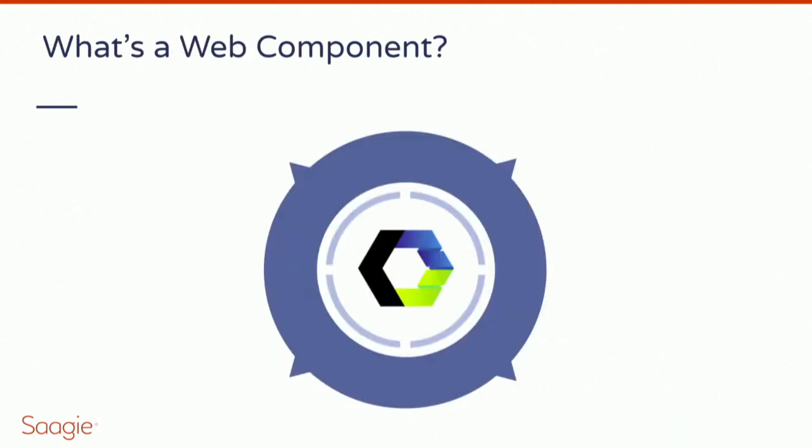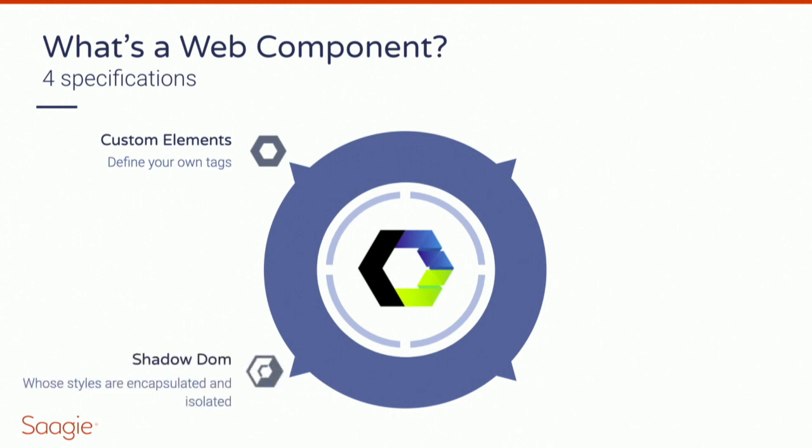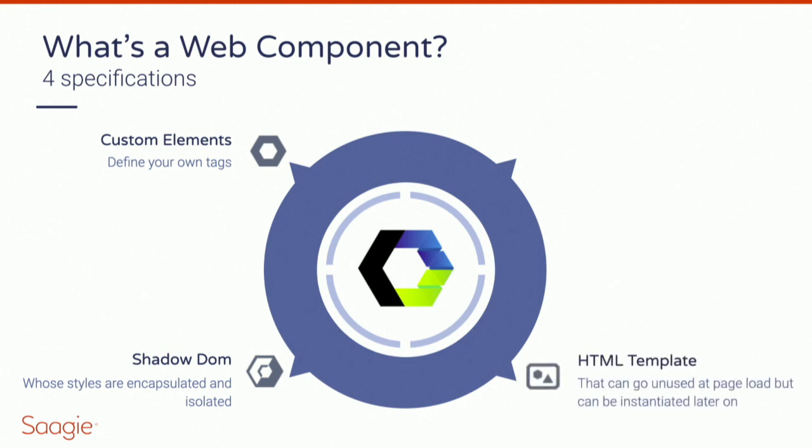Quickly, to introduce web components, if you're not familiar with them, they rely on 4 specifications, which can be used on their own but, combined together, allow users first to define custom elements, to define your own tag, whose style is going to be encapsulated and isolated thanks to the shadow DOM. So very useful when you're as good in CSS as I am. Then HTML templates, which are markup templates that can be loaded at page load but instantiated later. And thanks to the ES modules specification, which provides a consistent way of importing.